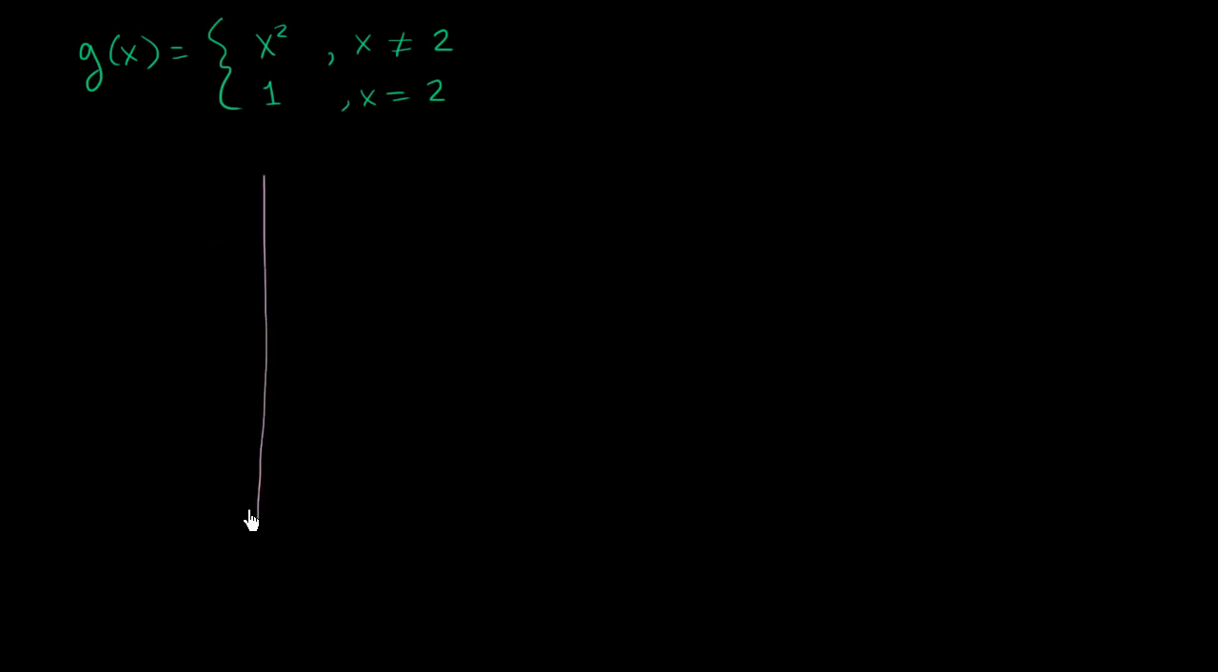So this is my y axis, and this is my x axis right over here. Let me draw x equals 2. Let's say this is x equals 1, this is x equals 2, this is negative 1, this is negative 2. And then let me draw. So everywhere except x equals 2, it's equal to x squared.